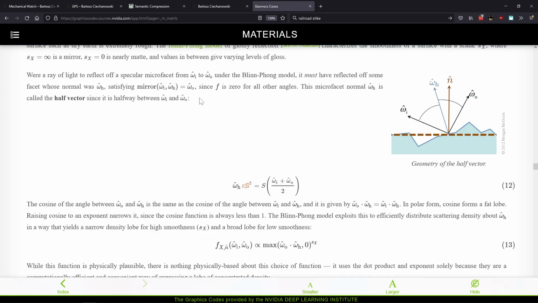So I'm not sure what this is referring to. We have our incoming and our outgoing vectors, the surface normal, and then we have a microfacet surface normal, which is not the normal of the surface. It's the normal of the little planes here. The half vector.